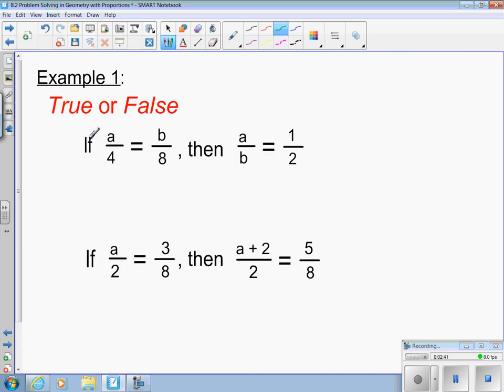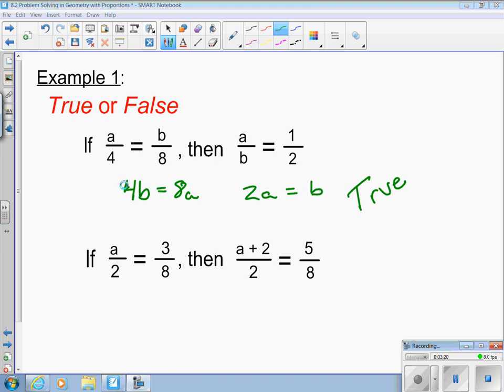So let's look at these and decide whether they're true or false. A over 4 equals B over 8. Well, does A over B equal 1/2? Well, you look at your cross products. If 4B equals 8A, look at your cross products, how about 2A, does that equal B? And you look at that, you had twice as many A's over here as here, you have twice as many A's over here as here, that would be true. So I looked at the cross products.